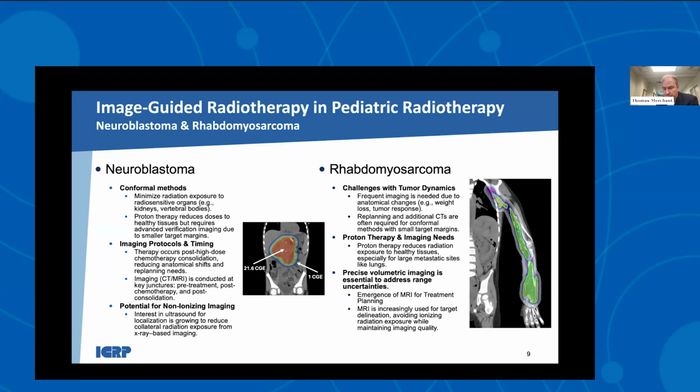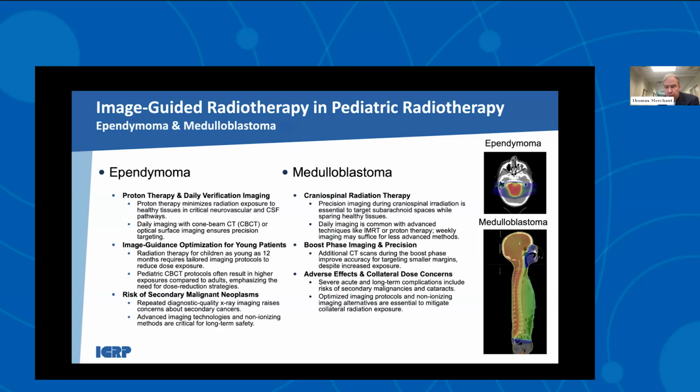On the other hand, rhabdomyosarcoma, the most common pediatric musculoskeletal tumor, requires frequent imaging due to the changes in patient anatomy and tumor response during therapy. And these changes can necessitate replanning and additional treatment planning CTs, especially when using highly conformal radiation methods with small margins.